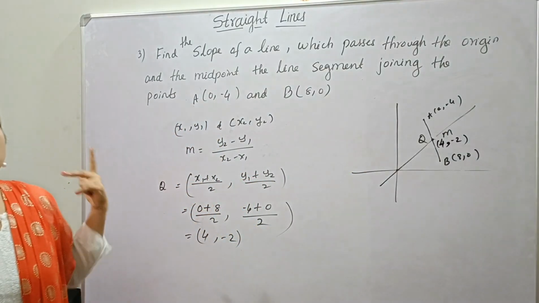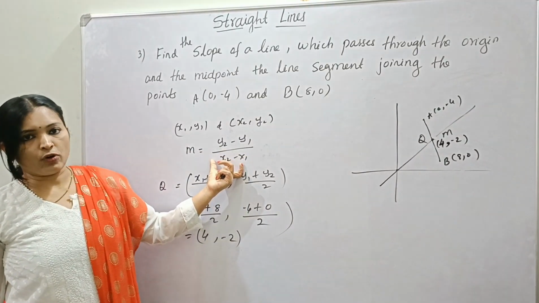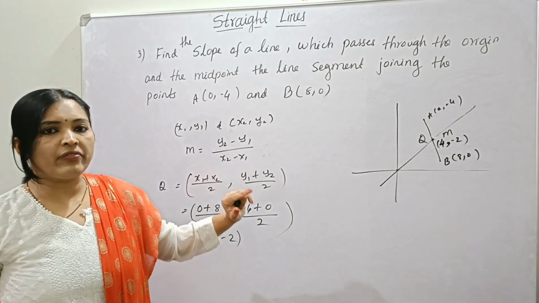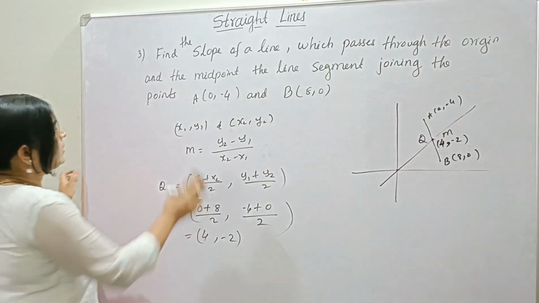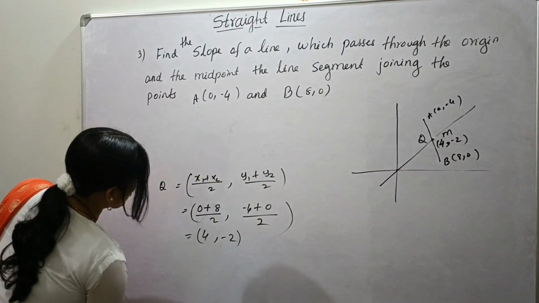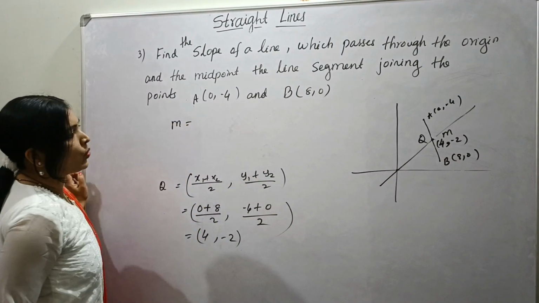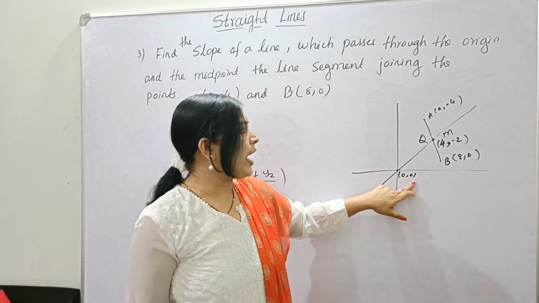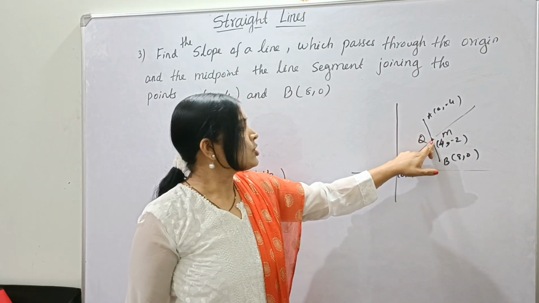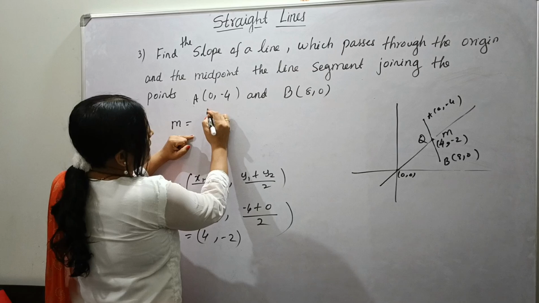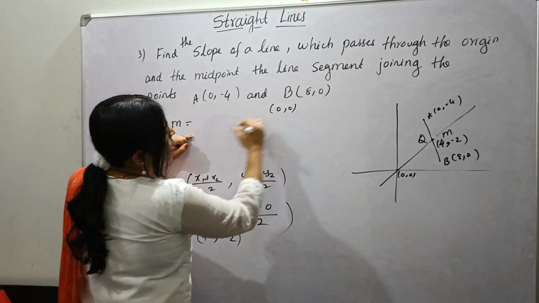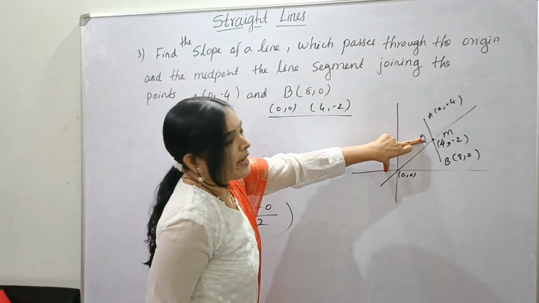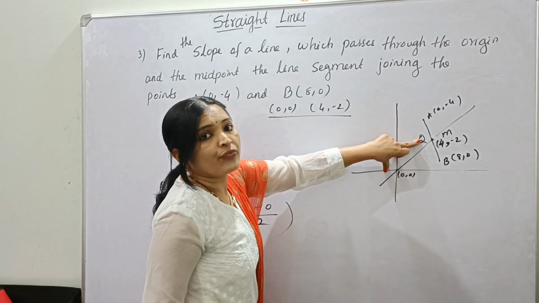Now we can find the slope directly using this formula. If two points on the line are given, the slope m is (y2 minus y1) divided by (x2 minus x1). What are the points? The other point is (0, 0), and the midpoint is (4, -2). These two points are on the line whose slope we have to find.